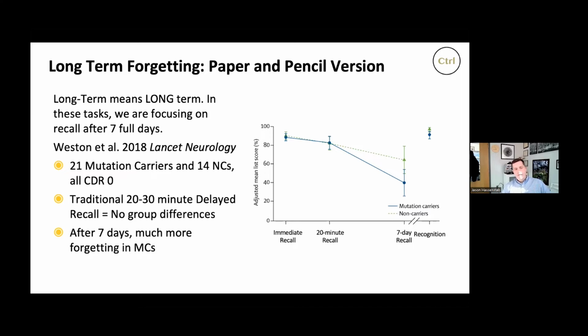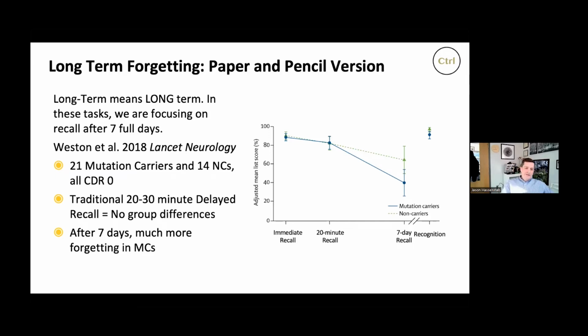These people have a pathogenic mutation for Alzheimer's disease that usually causes it very early, in the mid-40s. And we gave a traditional 20-30 minute delayed recall task. Interestingly, we found no group differences. I can't remember if it was the AVLT or the CVLT, we gave them that test and logical memory, and there were no differences between groups at 30 minutes.